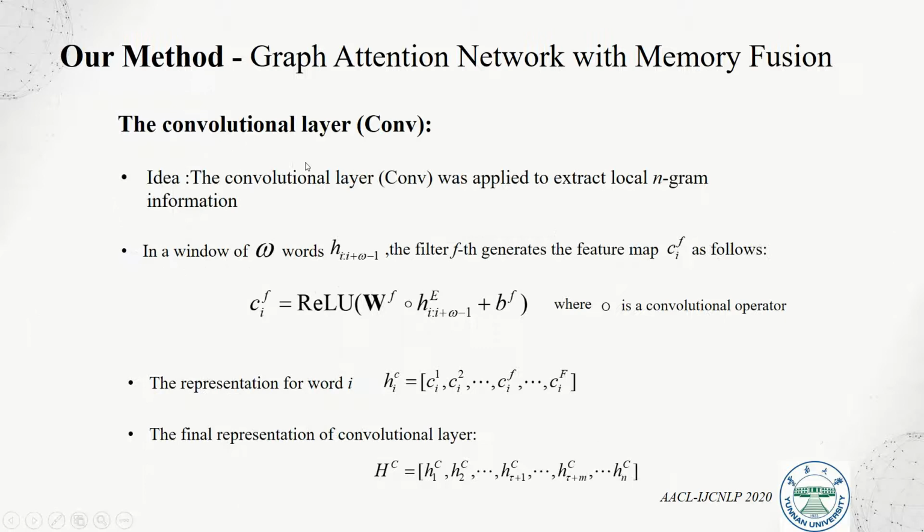The second is the convolutional layer. The idea of the convolutional layer is applied to extract local n-gram information. In a window of omega words, we can get the ci through the computation like this. So the representation for word i is this. We can also get the final representation of the convolutional layer, HC.